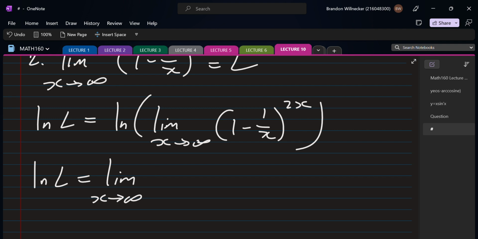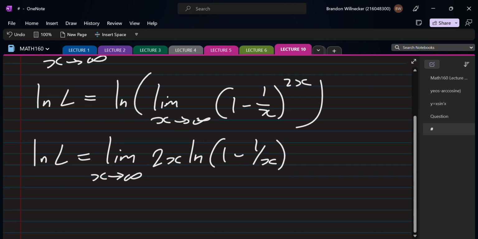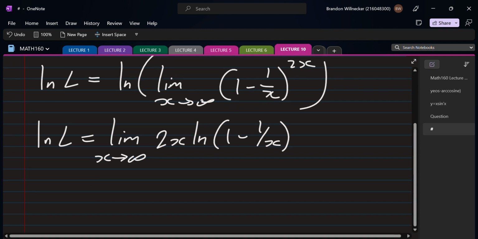If we take the logarithm, the exponent comes down, that's just the log rule. So it will be 2x times the natural log of 1 minus 1 over x. So I did 2 steps in one. We swap the limit and the log because the log is continuous, and we take the exponent down using the log laws. If you don't remember your log laws, please go back and look at them. It's very important that you know your log laws.